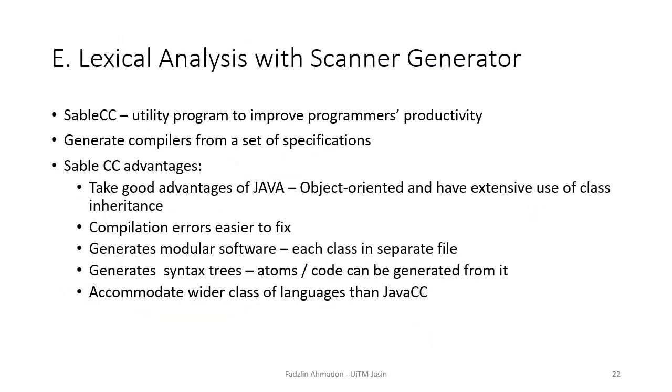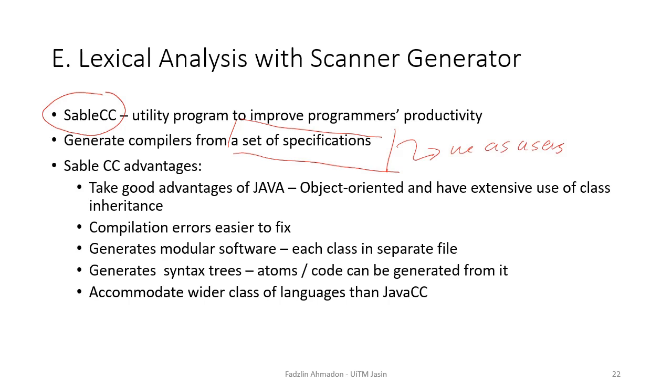Next, let's talk about software that can be used to construct a compiler. And in this particular case, to construct a scanner, which is the capability of the compiler in lexical analysis. So the software that we'll be using is called SableCC. SableCC is a tool that is capable of generating a compiler automatically from a set of specifications. So who is going to set this specification? We. We as programmers, we as users, we are the ones who will set the specification.